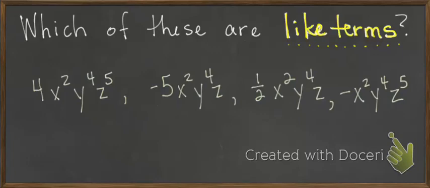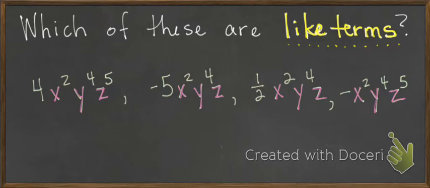Here we're asked which of these are like terms. So we're given 4 terms, and we need to identify which of these are alike. If they're like terms, they need to have the same combination of variables and exponents. So let's take a look. Now we're looking for ones that have the same variables and exponents. We don't care about the coefficient, the number in front of the variables and exponents.